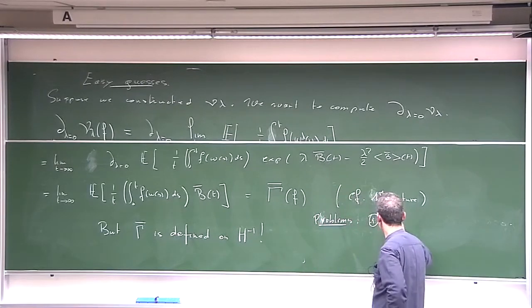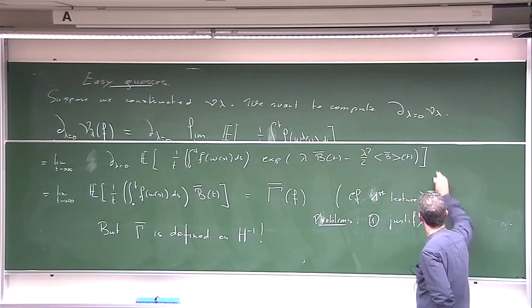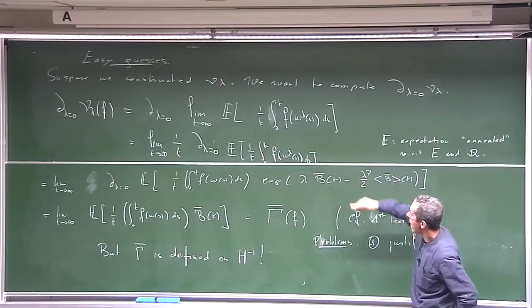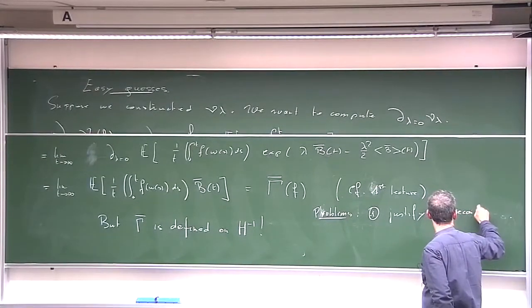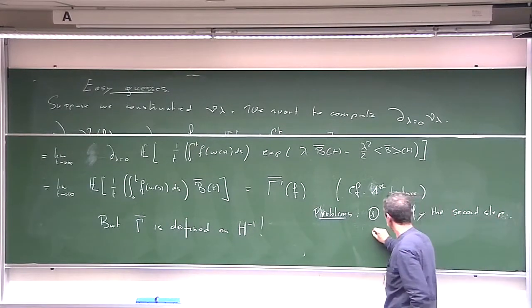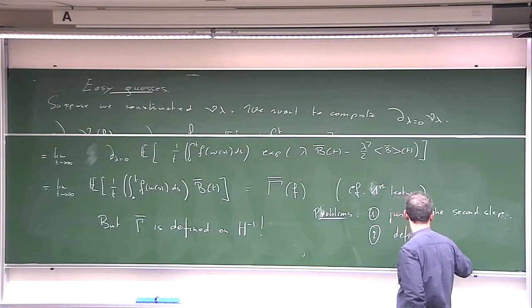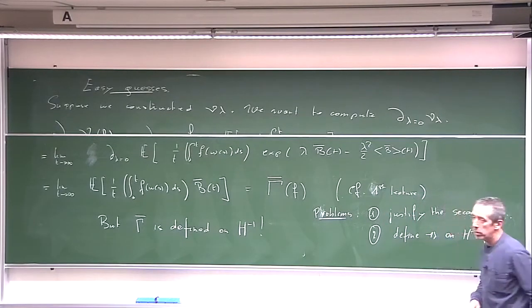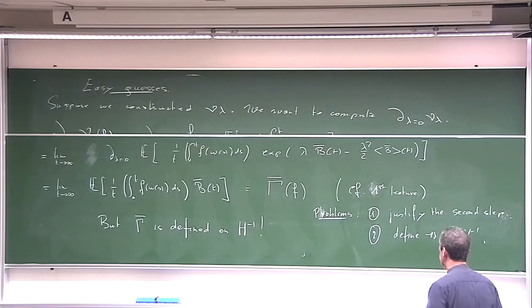Maybe problem one is to justify this step, the second step. But also before doing that, you should define u lambda on H minus 1, which is not exactly what I was suggesting in the first definition. So there is a problem about what is the right space to work on.